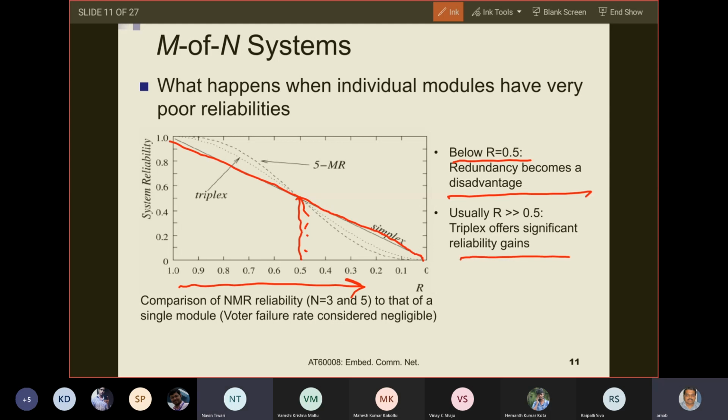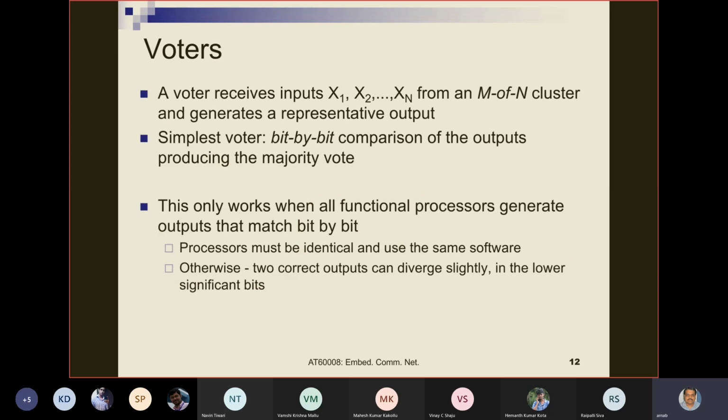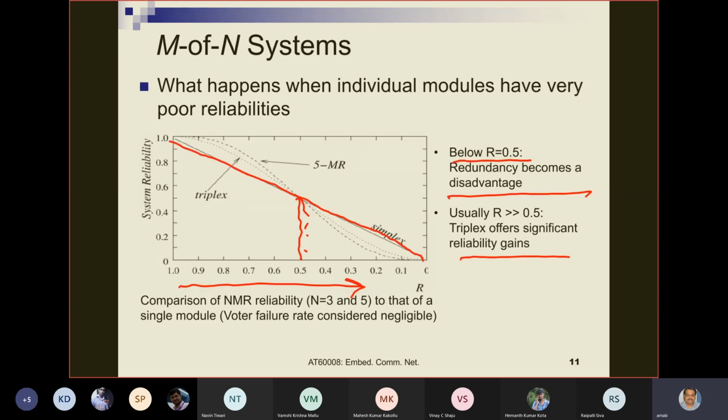Yes, sir. Reliability of 0.5 is very common. What does it mean? You have a component which fails half the time, which means there is a half probability that it will work correctly. So even then you will get something. If you have a system which is even slightly better than that, say a 60% chance that this component will be working correctly, then by having triple modular redundancy, you get a boost in the effective reliability of the system.